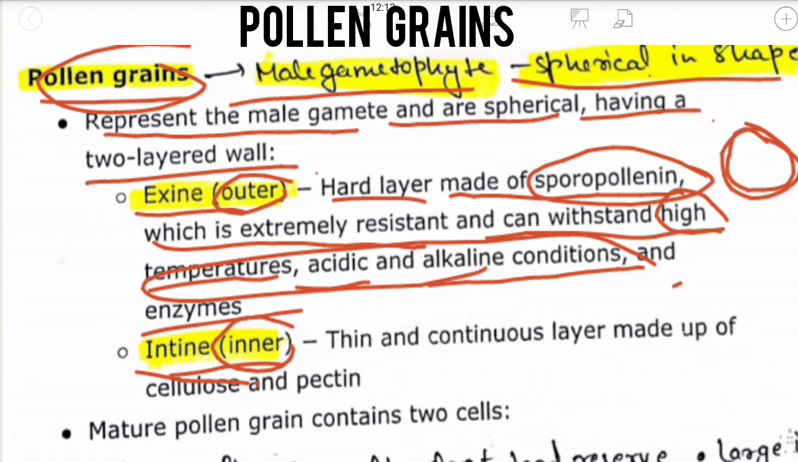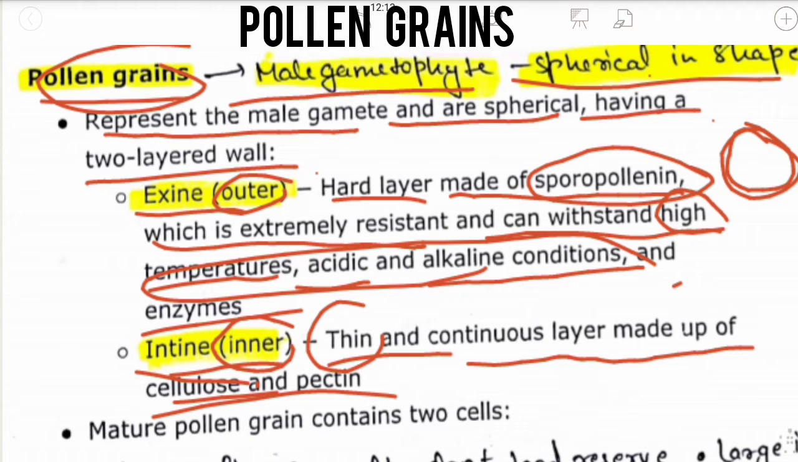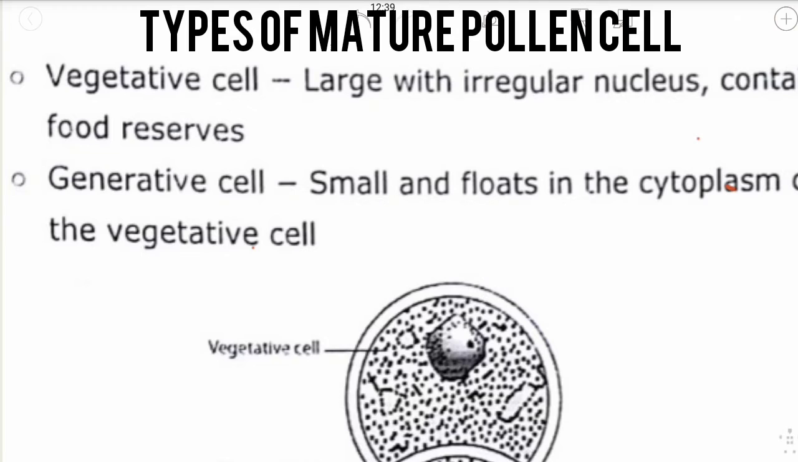Now intine, the inner layer of the pollen grain. It is a very thin, continuous layer made up of cellulose and pectin. Intine is a thin layer, whereas exine is a hard layer. Exine, the outer layer, is made up of sporopollenin; intine is made up of cellulose and pectin. There are two layers in the pollen grain wall, exine and intine.